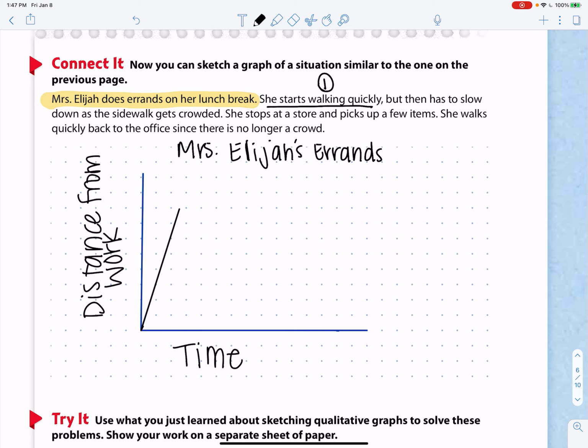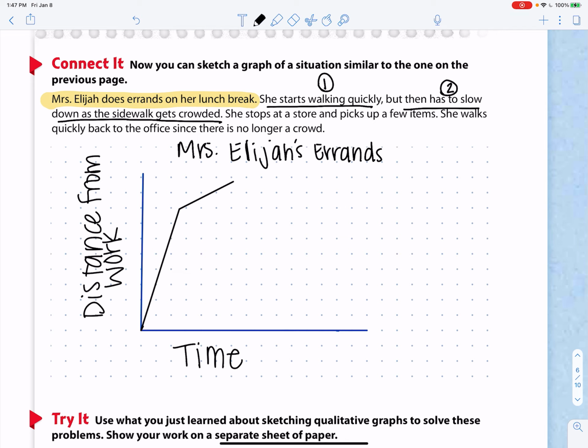Then she has to slow down as the sidewalk gets crowded. So then she slows down. So that means she's not going as fast, but she's still creating some distance between herself and work. So that's our second thing that's happening.